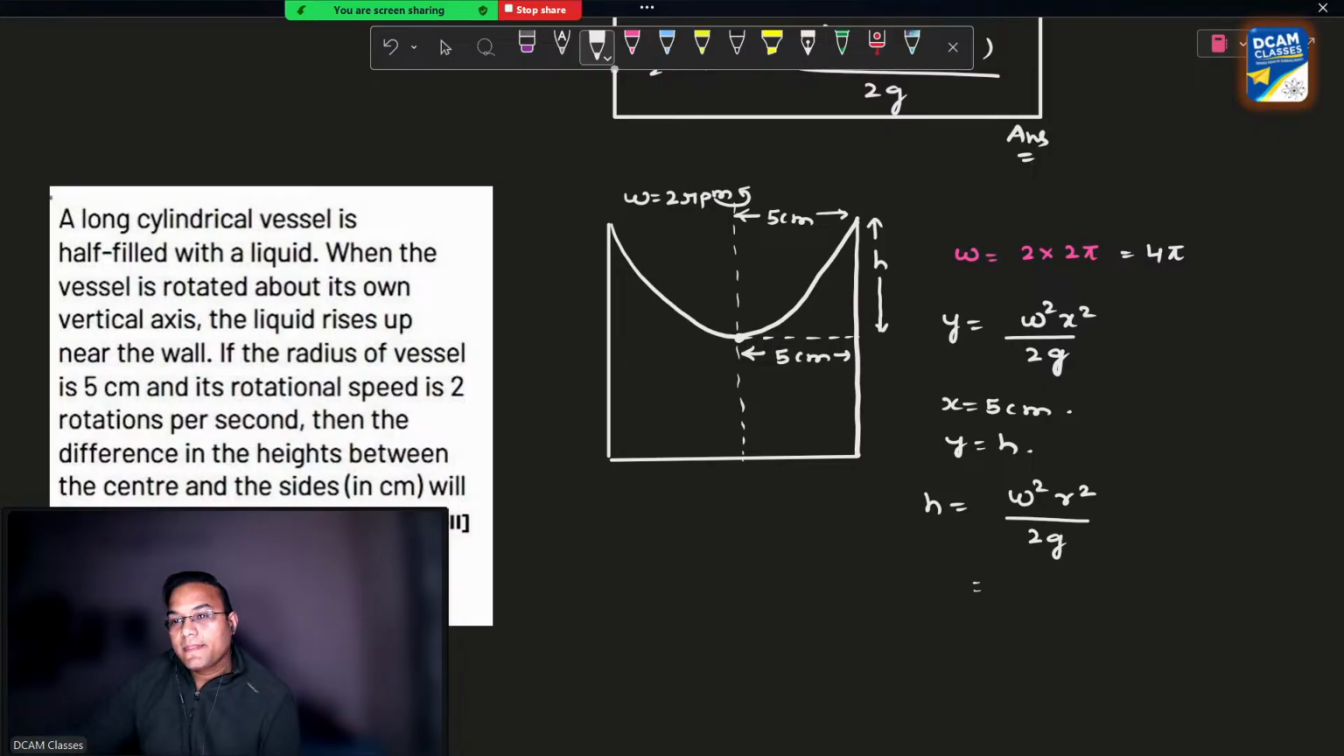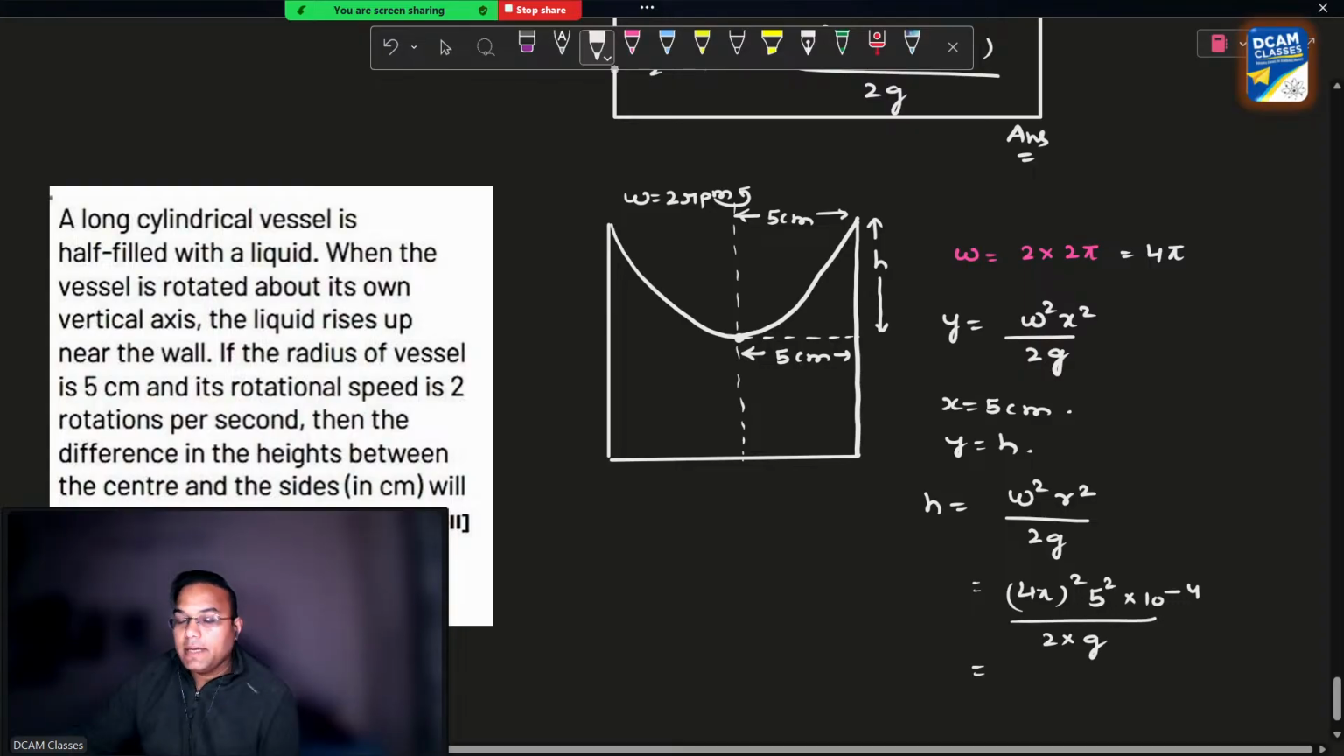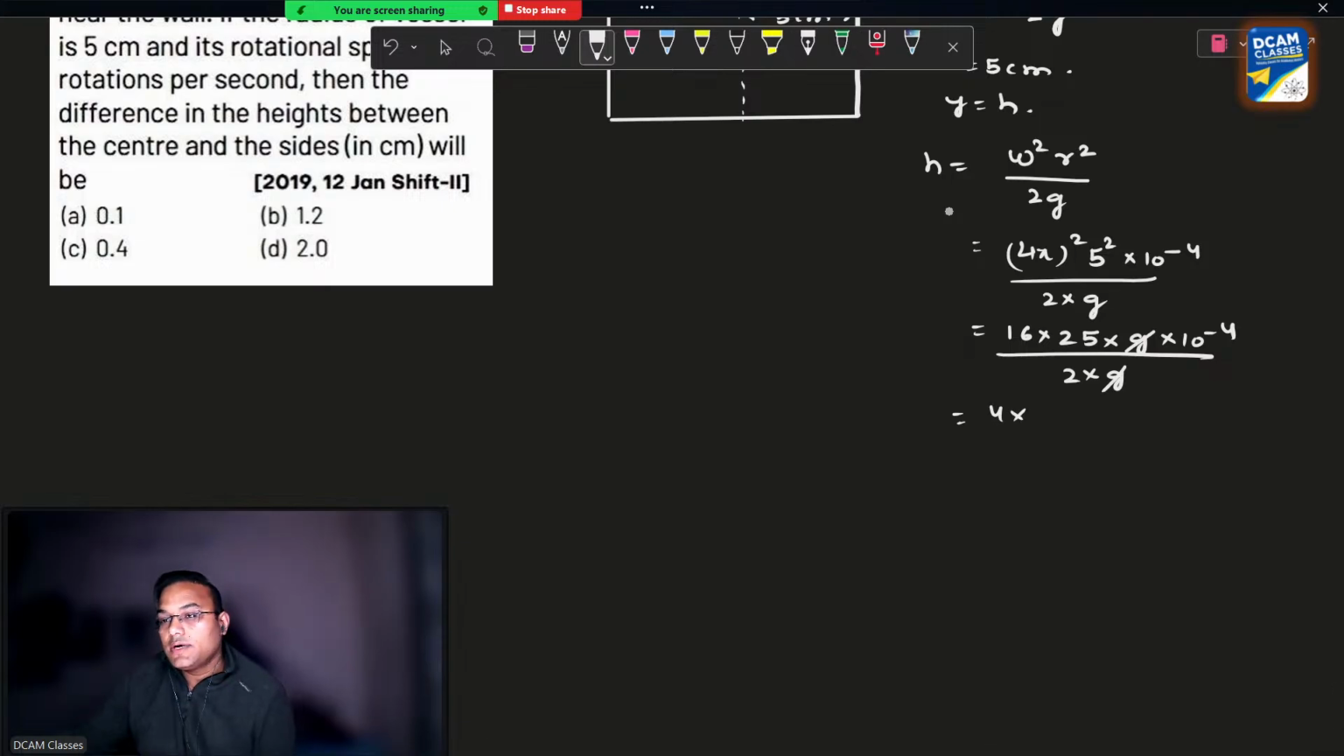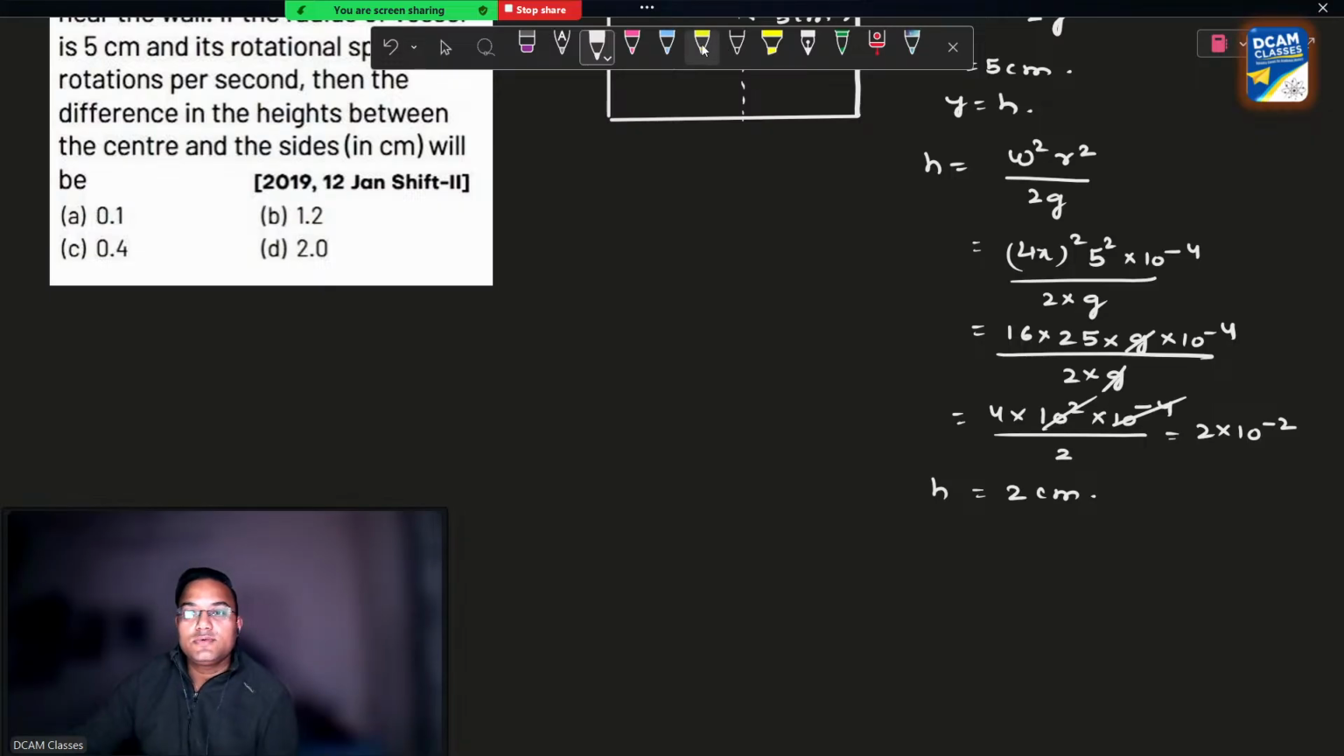Omega is 4 pi. So (4 pi) square into r, which is 5 centimeter, so 5 square into 10 power minus 4, by 2 into g. And I'll make use of the fact that pi square is g. So 16 into 25 into g into 10 power minus 4 divided by 2 into g; g will cancel. 4 into 25 into 4, 100. 2 into 10 power minus 2. So it is 2 centimeter. So h is 2 centimeter. 2 centimeter is the answer.